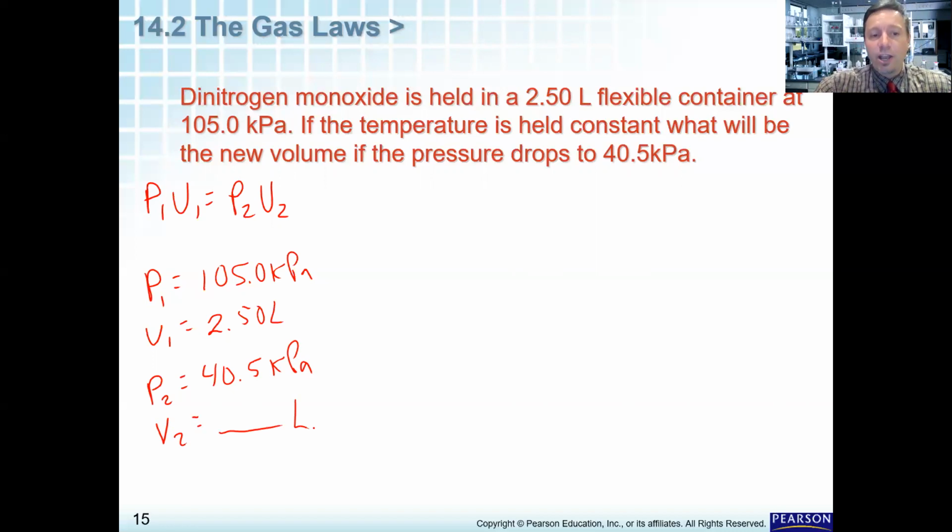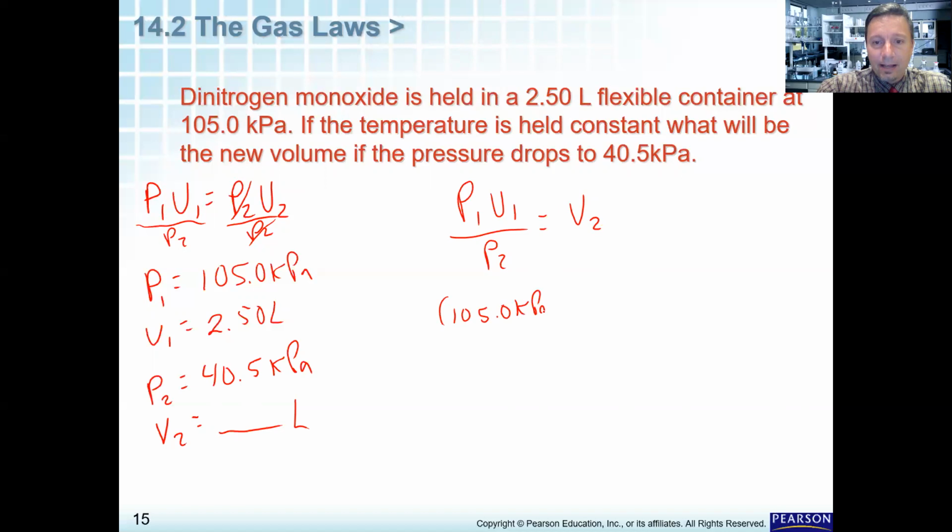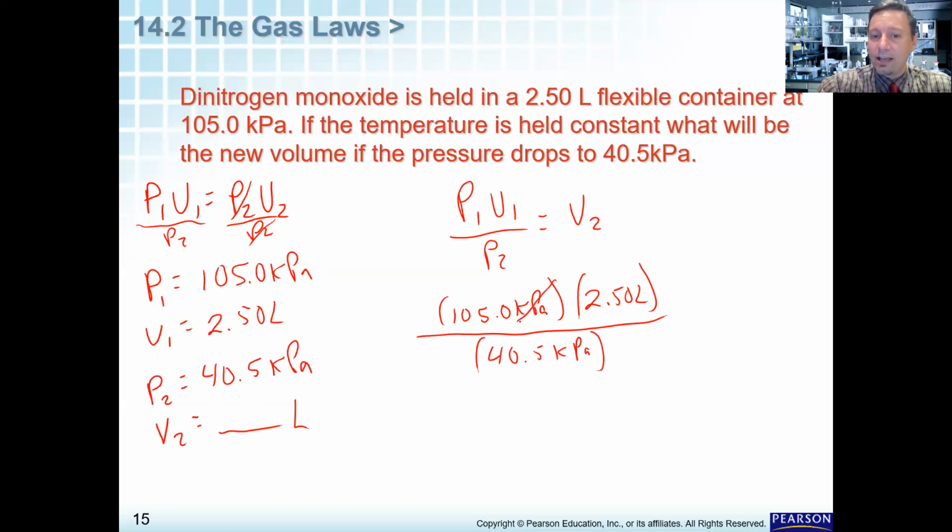So now I can just rearrange my formula right here. I am going to solve for volume 2. So I'm going to divide both sides by P2, and that'll get rid of it here. So now we're writing this, P1 V1 divided by P2 equals my final volume. So plugging right in here, I have 105.0 kilopascals. My volume 1 is 2.50 liters, and I'm going to divide that by my pressure 2, which is 40.5 kilopascals, and I put that in parentheses. Notice right away my kilopascals cancel, and that leaves me liters, and that's the unit I needed to be in.